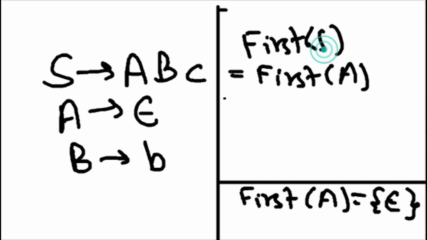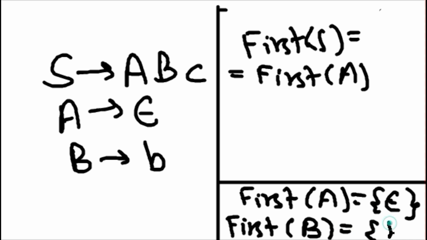So does it mean that you have to write epsilon as first of S? Does it mean you have to write epsilon here? No, you don't have to write this epsilon. Because if the first non-terminal symbol is deriving an epsilon, then you have to cancel it and you have to go to the next letter. So now you will go to B. Now what is first of B?